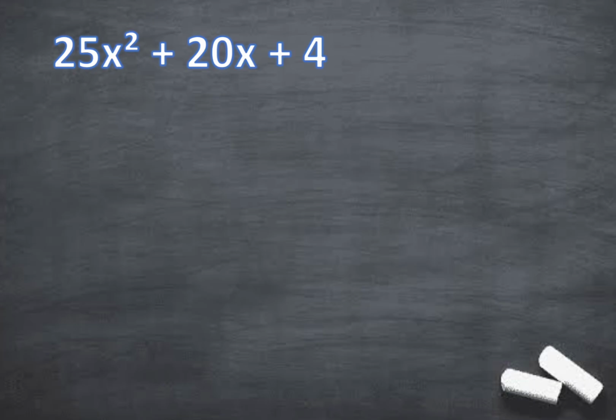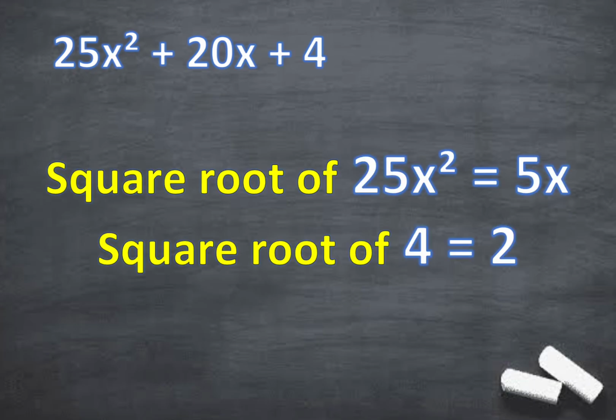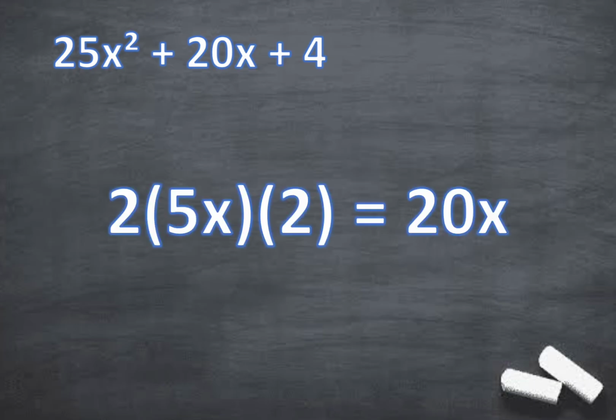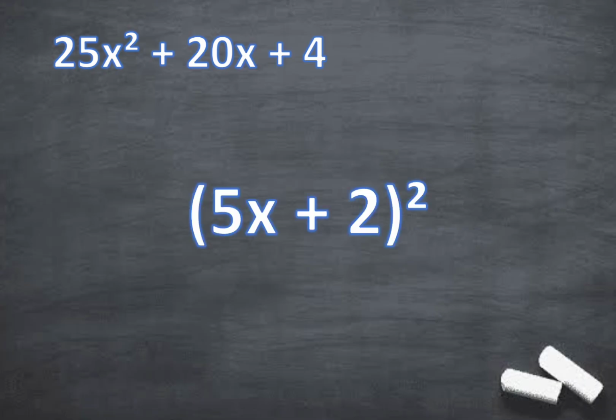For example, factor 25x squared plus 20x plus 4. Number 1, the first and last terms are perfect squares. The square root of 25x squared is 5x and the square root of 4 is 2. Second, let us confirm the middle term. 2 times 5x times 2 equals 20x, which is true. If this is confirmed, then we proceed to step number 3. We write the factored form. So we have 5x plus 2 squared.